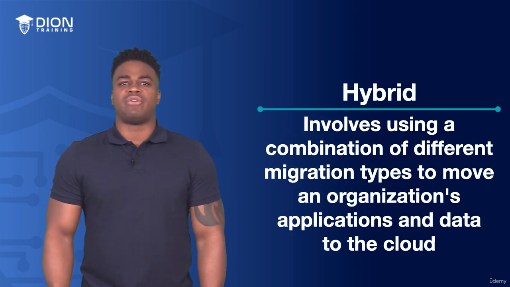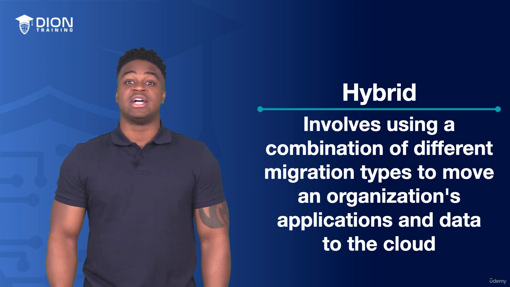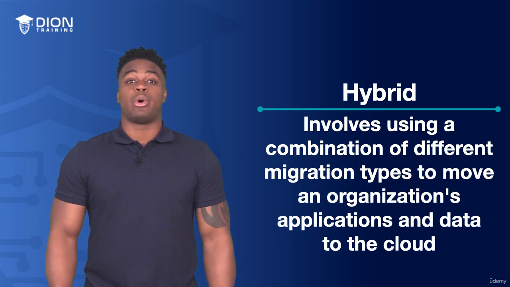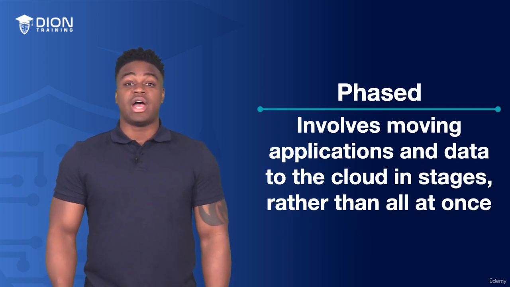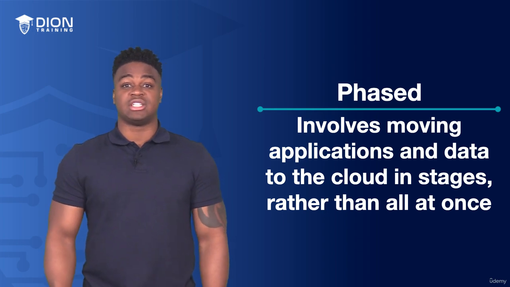Hybrid migrations involve the combination of different migration types to move an organization's application and data to the cloud. This type of migration can be a good option for organizations that have a mix of applications and data that require different migration strategies. Phase migrations involve moving applications and data to the cloud in stages rather than all at once. This type of migration can be a good option for organizations that have a large number of applications and data, or that want to minimize the risk associated with migration.